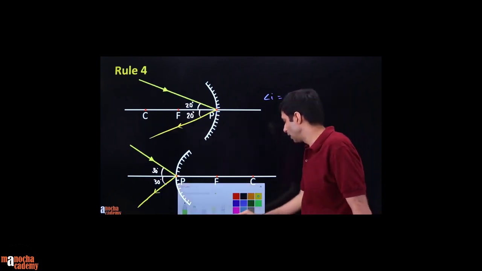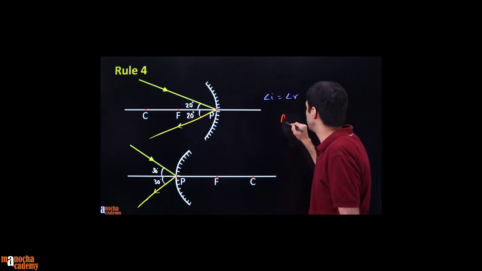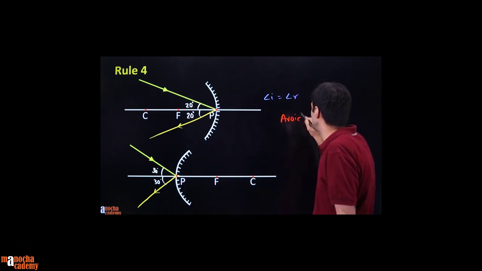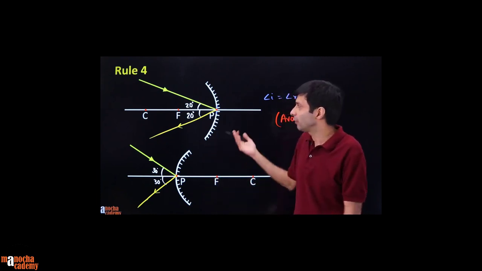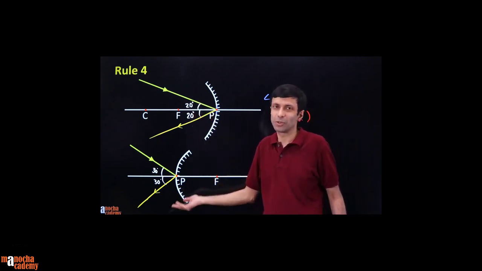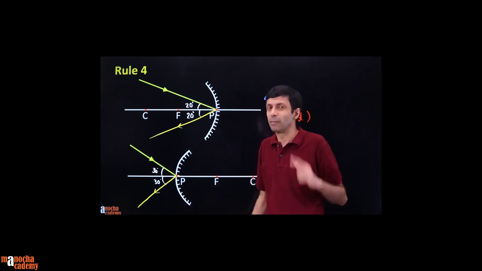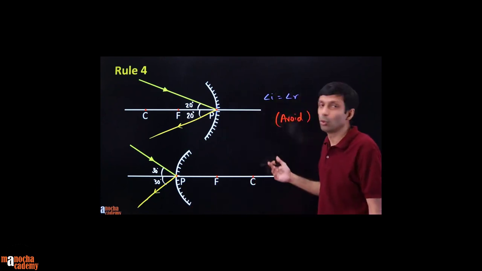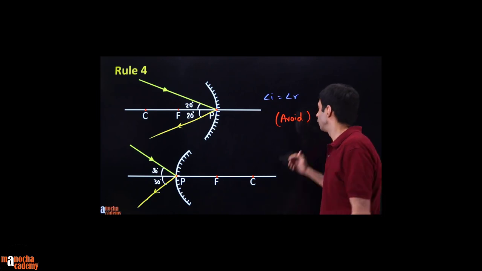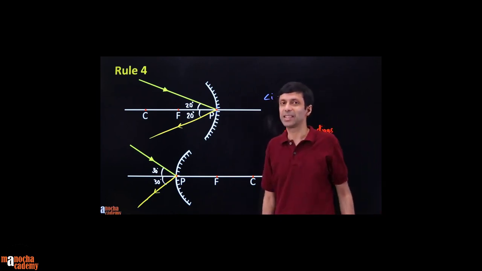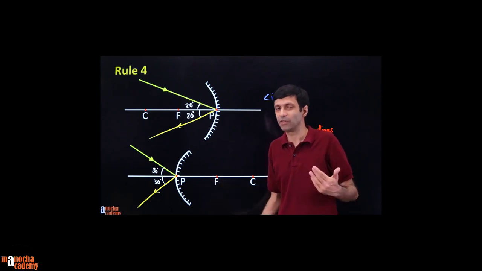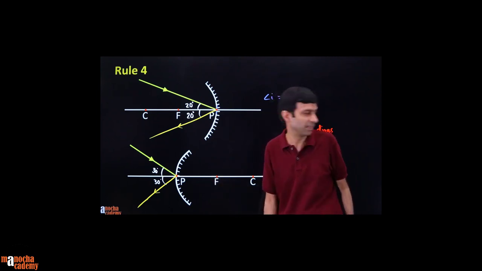So I would just say avoid using this rule, even though it's valid, because angles are very hard to measure. Unless they give you a direct question based on this diagram, then you should do it. But for ray diagrams, this rule is to be avoided. And we are going to practice the ray diagrams in the next class. So make sure you revise this and watch the previous videos before attending the next class.